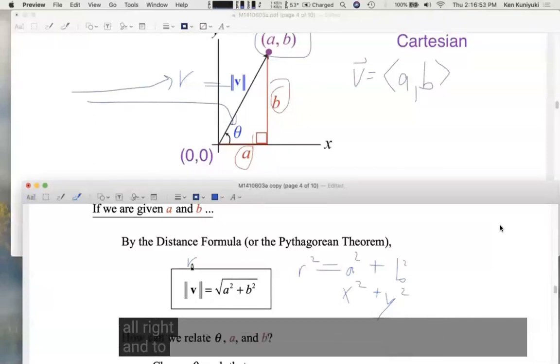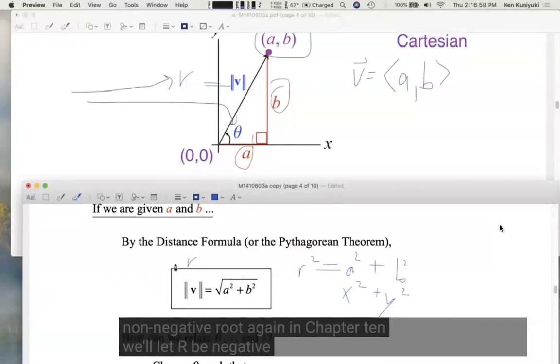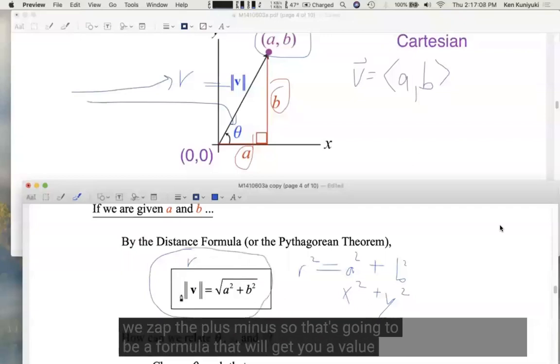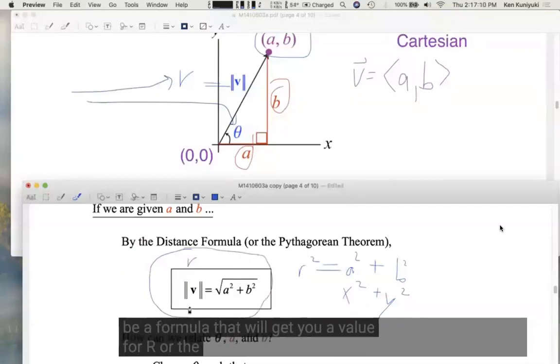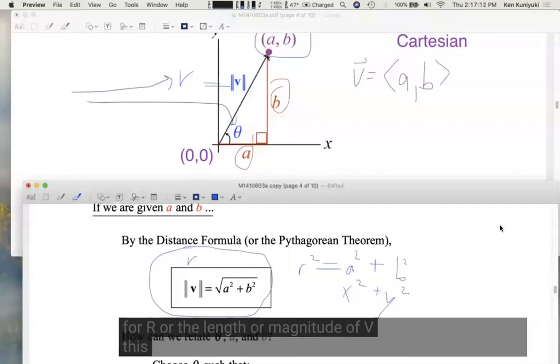Don't worry too much about that distinction. All right. And to find r itself, you take the non-negative root. Again, in chapter 10, we'll let r be negative. But for right now, in this chapter, r is non-negative. We zap the plus minus. So that's going to be a formula that will get you a value for r, or the length or magnitude of v, this length here, the hypotenuse.